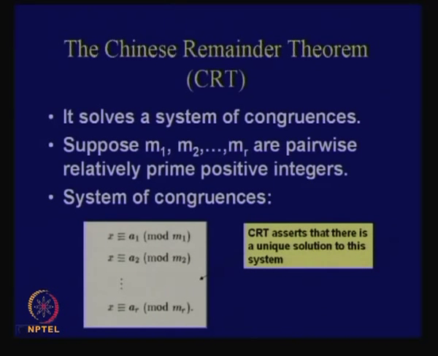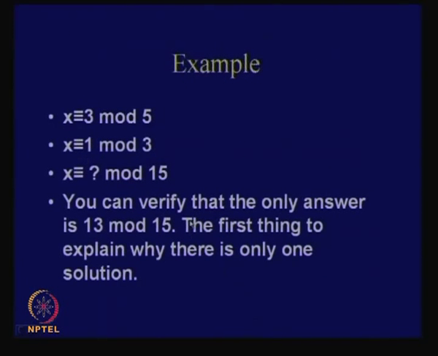So the Chinese Remainder theorem has so many applications. Let us try to understand how it works. First let us start with a small example. Suppose that x is 3 mod 5 and x is 1 mod 3. What is the value of x when you take mod 15? You can verify that the only answer is 13 mod 15. So the only answer to this is 13.